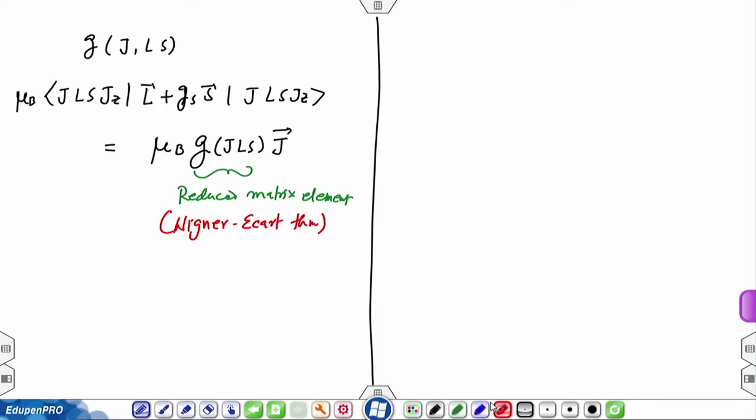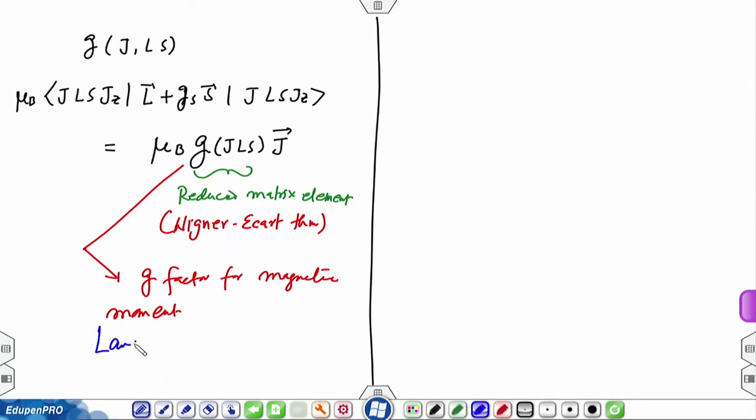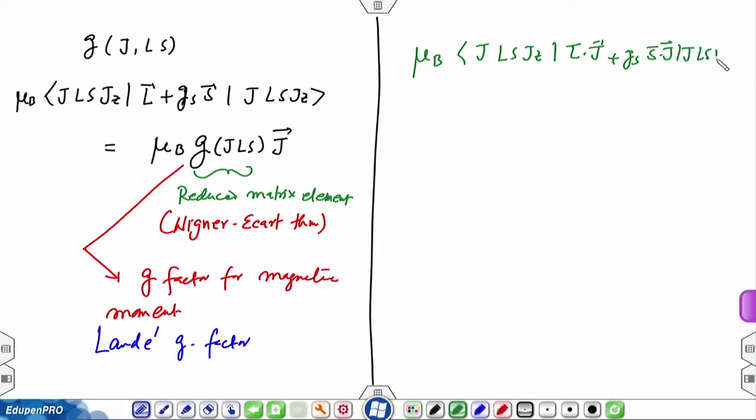And here, once I define it, this is in terms of the G factor for the magnetic moment. So, this is also known as the Lande G factor, and this is what we are calculating. So, if I take the dot product with J, I get mu_B, JLS J_Z, (L dot J plus G_S, which is 2 S dot J), JLS J_Z is equal to mu_B G_JLS, J dot J, which is J(J plus 1).